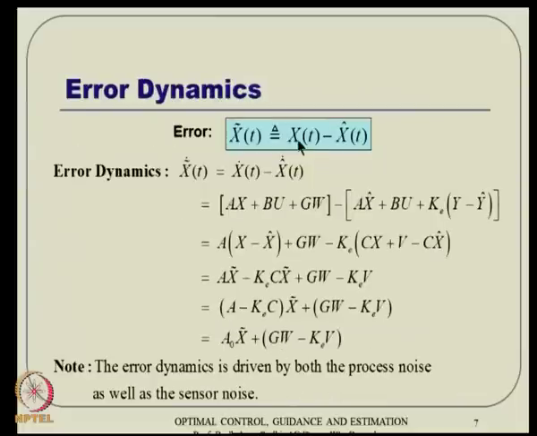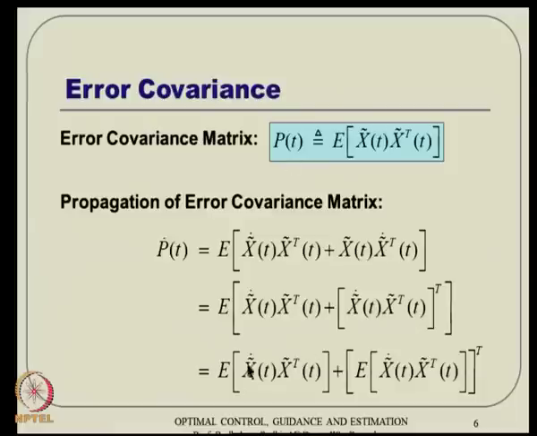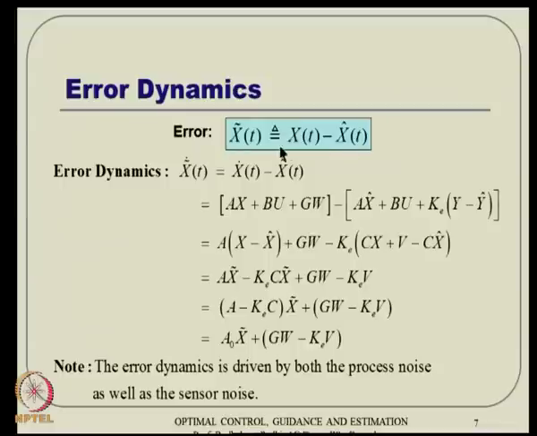To know that, we need x tilde dot, and for that we go back to the x tilde definition, from which x tilde dot comes out naturally. So, x tilde dot is x dot minus x hat dot: put back the system dynamics, and x hat dot is the observer dynamics. Putting it back and simplifying further, it turns out to be (A minus K_e C) x tilde plus the additional quantities G w minus K_e v. Obviously, the error dynamics is affected by both the process noise and the sensor noise.